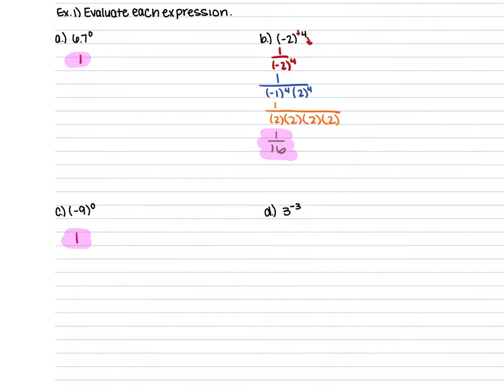For D, we have 3 to the negative 3rd power. So again, to turn the negative 3 into a positive 3, we're going to take the reciprocal of 3. It's 1 over 3. We're going to raise that 3 to the 3rd power. So that's 3 times 3 times 3, which is 1 over 27.